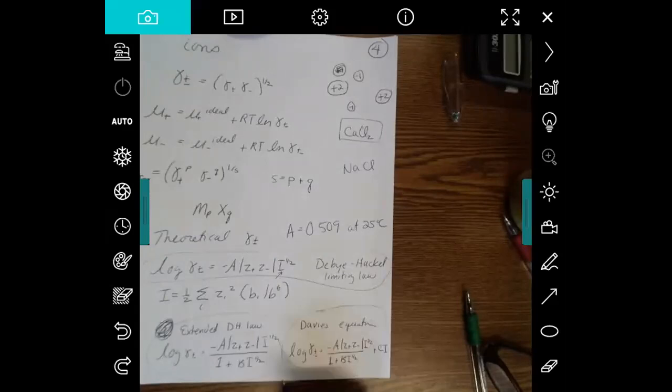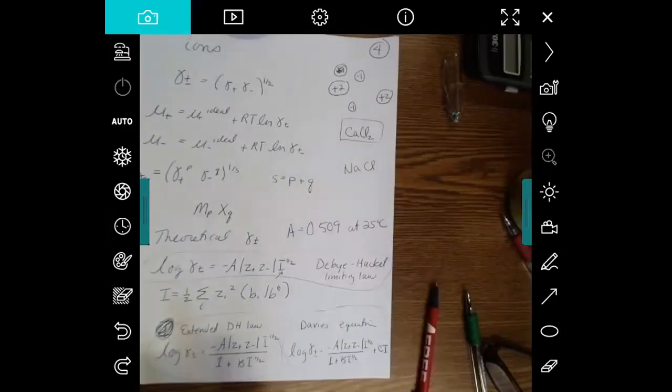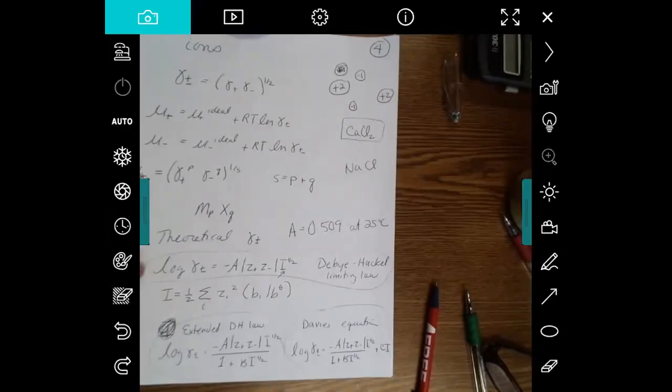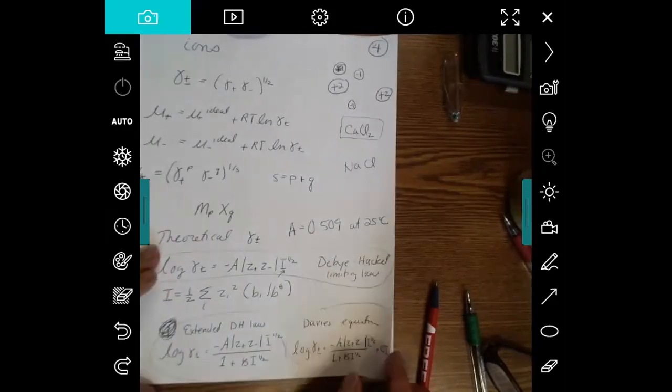There are two other equations that your book shows that are better theory, but the problem is you have to have more correction terms. So I'm not going to ask you to use these, but just to know that there are ways to make this better, but you have to measure these coefficients experimentally. So that kind of defeats the purpose of thinking you could theoretically calculate an activity coefficient.